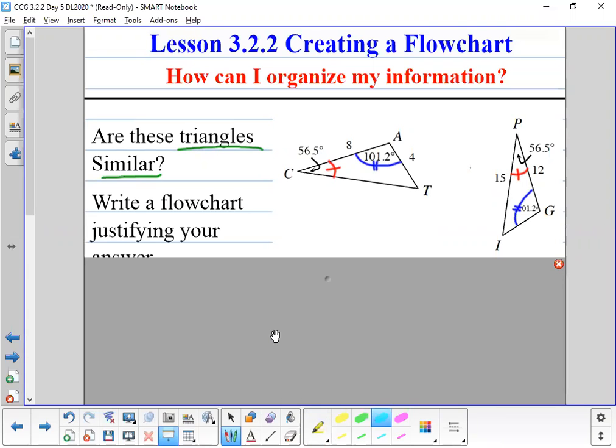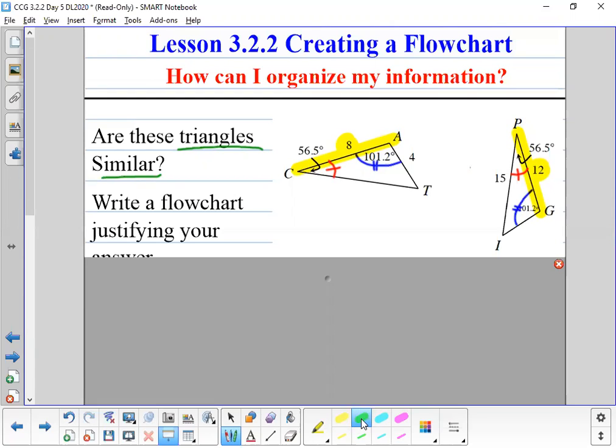Okay, now I'm going to highlight the sides because I have some side lengths marked here. The first side length I have marked in triangle CAT is this 8. And it is the side length that connects the red angle to my blue angle. It connects angle C to angle A. All right, if I look at my other diagram, I do have a value that connects the red angle to the blue angle. It connects P to G, and that is 12. All right, so I have one pair of corresponding sides here.